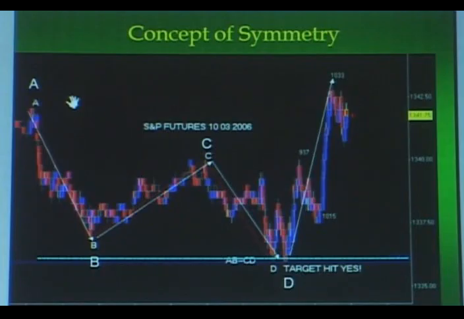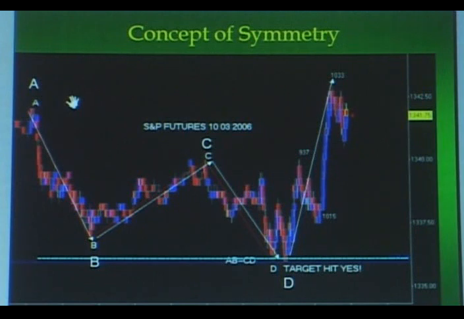Concept of symmetry. Here we see an A, a B, a C, and a D. Symmetry means that sometimes the AB leg is often equivalent to the CD leg. This is a forecastable tool that you can use for extensions, expectations of waves if you use Elliott waves. I find they work about 70% of the time that AB will equal CD.